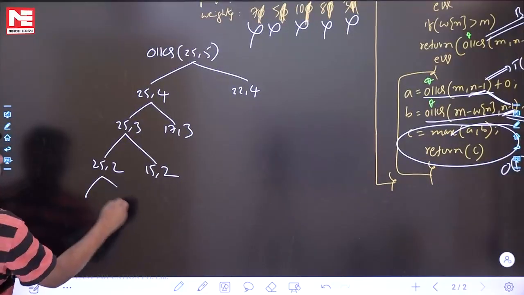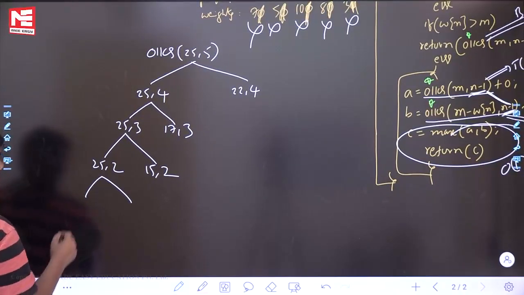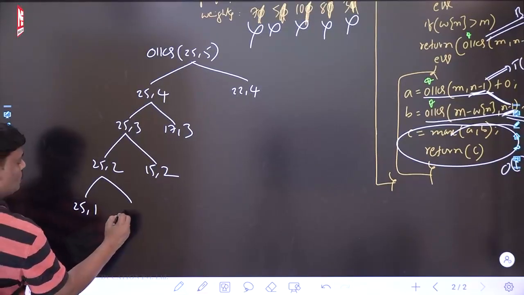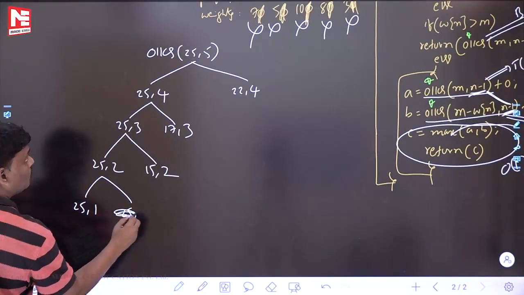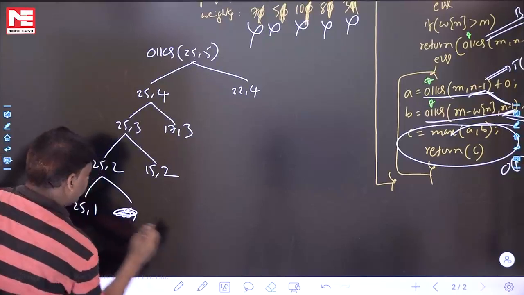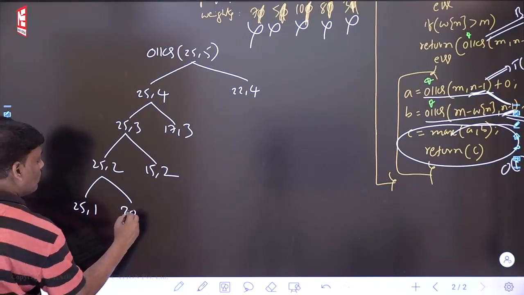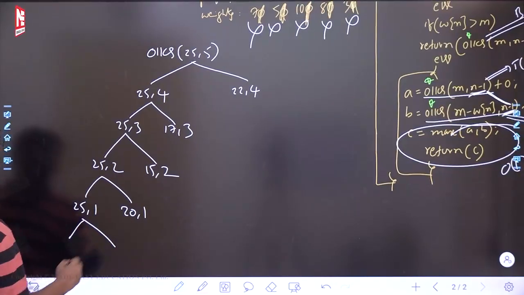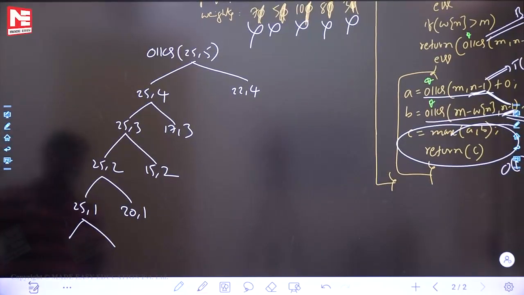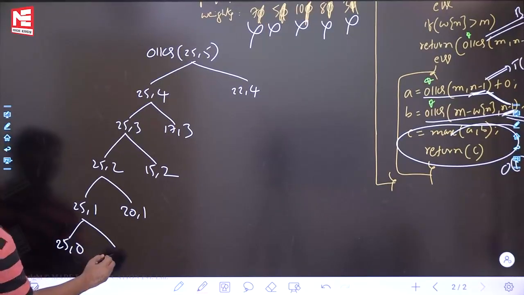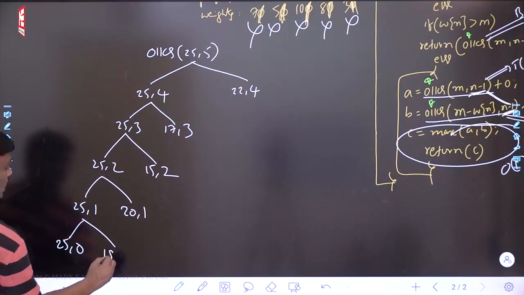Same way here, 25 comma 2. Second object: 5 required. Yes, I can take it. I may take, I may not take. If I don't take, 25 comma 1. If I take, 20 comma 1. Same way, first object: taking requires 7. I have 25, so yes, I can take it. Don't take: 25 comma 0. Take: 18 comma 0.